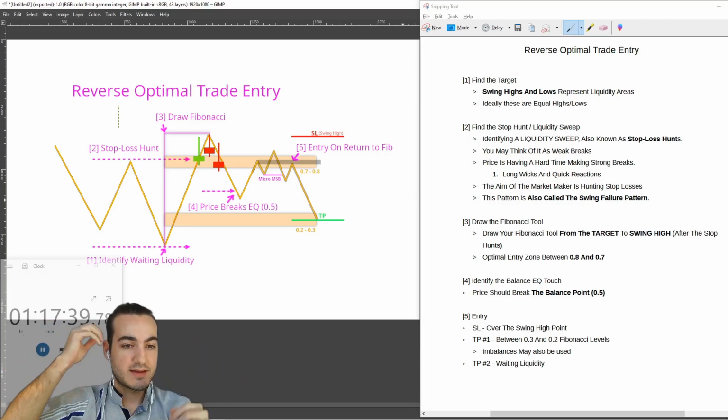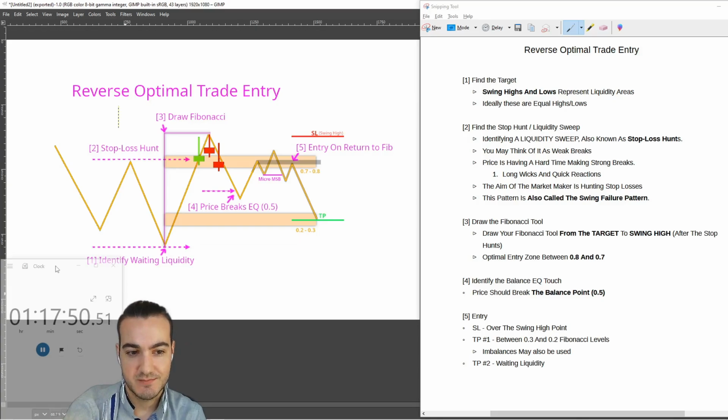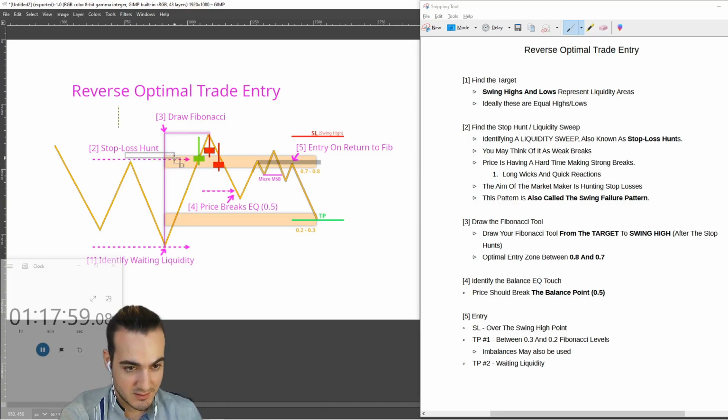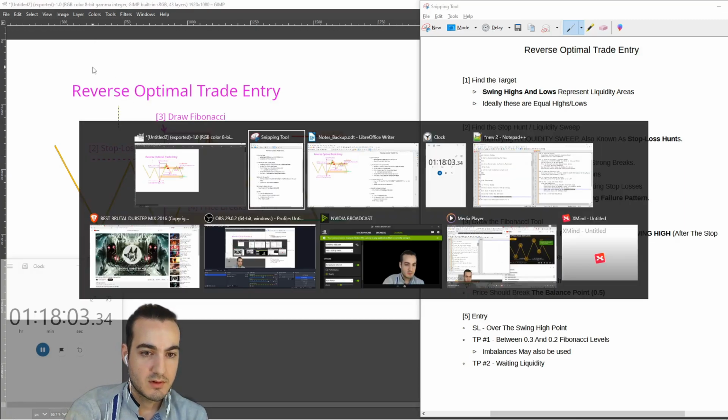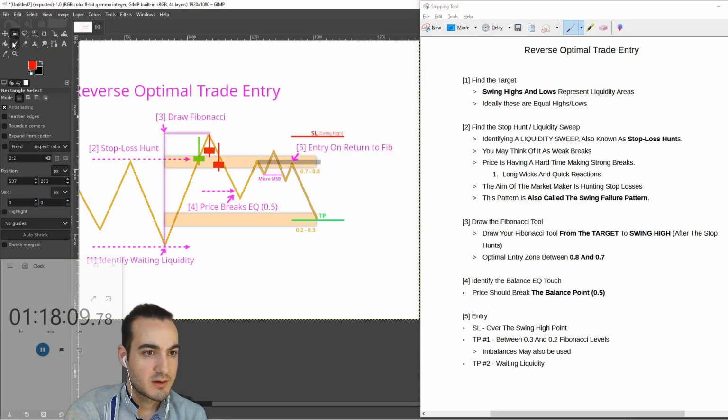All right, I think that looks pretty good. So I'll break down my understanding of the reverse optimal trade entry, or the reverse Fibonacci optimal trade entry. And it starts, like so many things, with a market structure break. Actually, let me grab a new layer so I can do a little drawing.